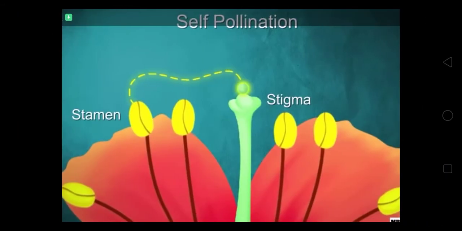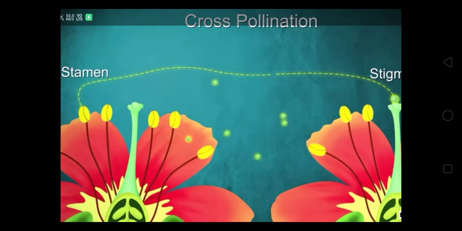If the pollination occurs on the same flower, it is called self-pollination. If the pollen grains from the stamen are transferred onto the stigma of the same flower, the pollination is called self-pollination. But if the pollen grains are transferred to a different flower or a different plant, the pollination is called cross-pollination.